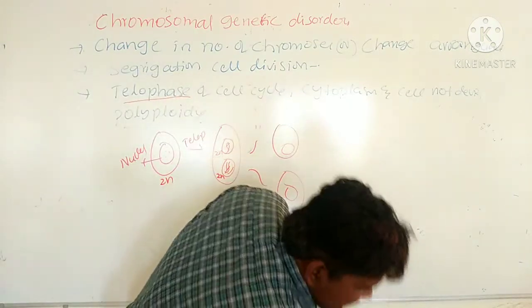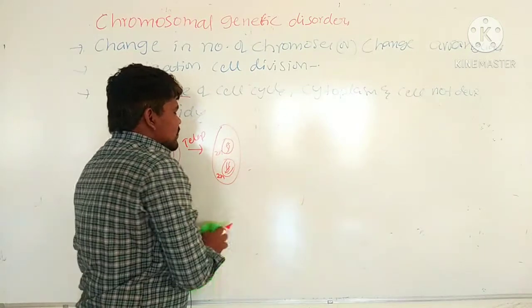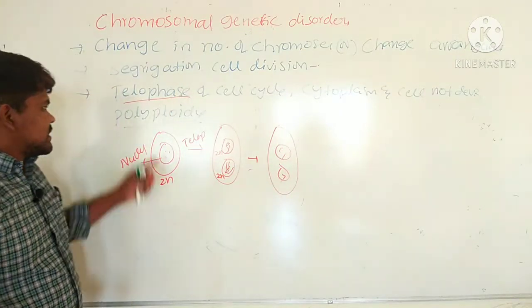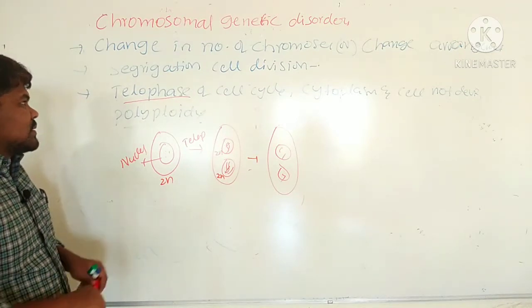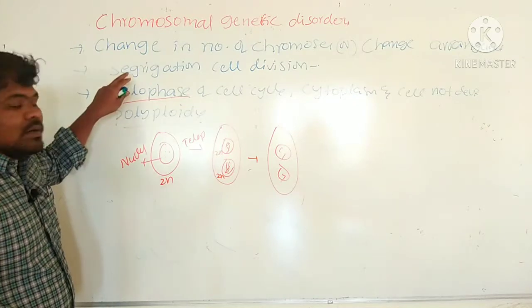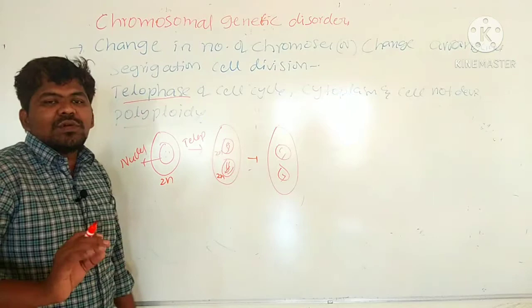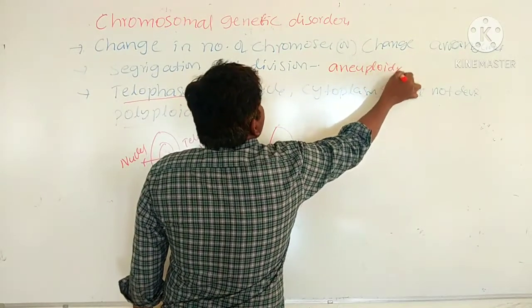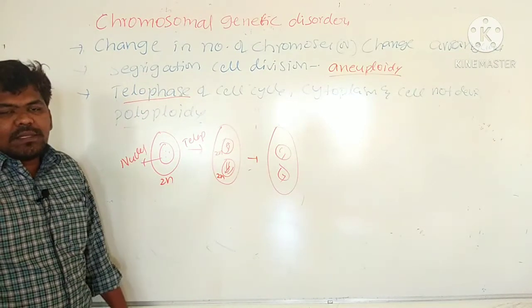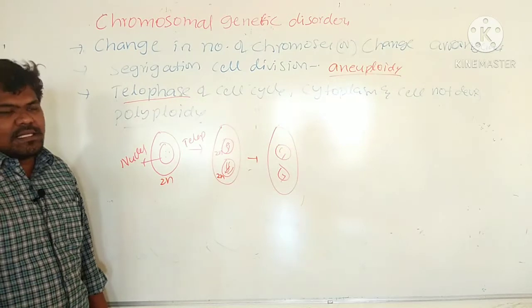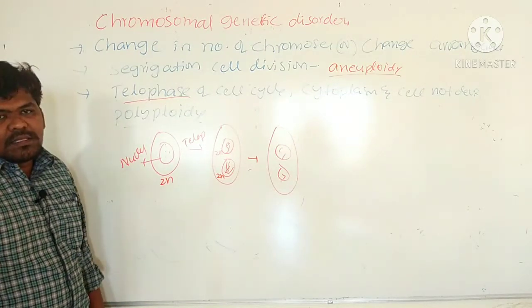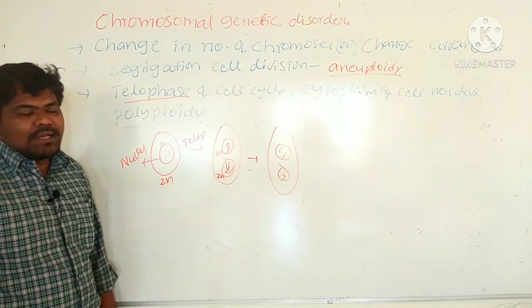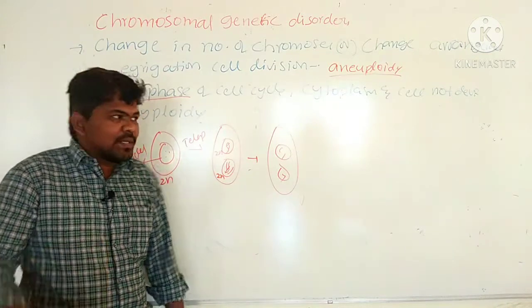But in a few conditions, what happens? After the completion of telophase, the cell will not divide, it remains the same, which leads to an increase of a complete set of chromosomes in each cell. That condition is called polyploidy, increase of a complete set of chromosomes. But failure of segregation of chromosomes during cell division leads to increase or decrease of one or more chromosomes, that is called aneuploidy. That is the main difference between aneuploidy and polyploidy. Aneuploidy means one or more than one chromosome increases or decreases because of failure of separation of chromosomes during cell division. If after the telophase the cell will not divide, it leads to the formation of polyploidy. Polyploidy means increase of a complete set of chromosomes.